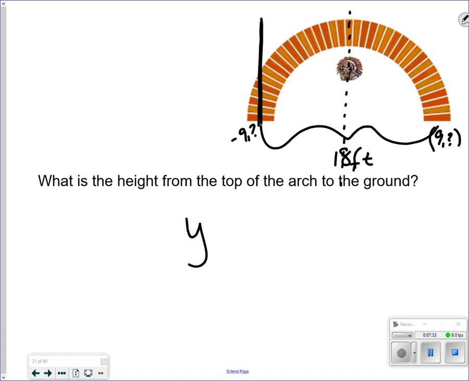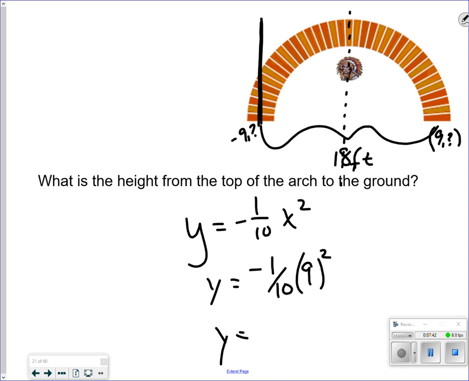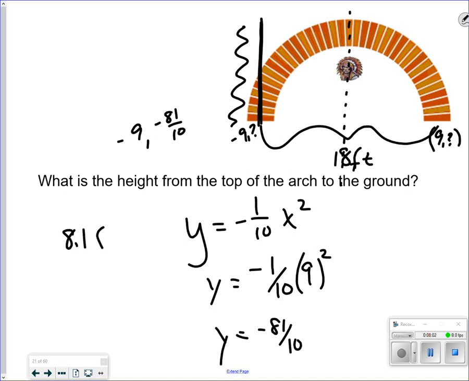Well, if I have the equation and I know an x value, then I can figure out the y value for that point. So you're talking about negative 81 over 10, or negative 81 tenths. So now, if that is the point (-9, -81/10), then how high is that? Well, positive 8.1 feet.